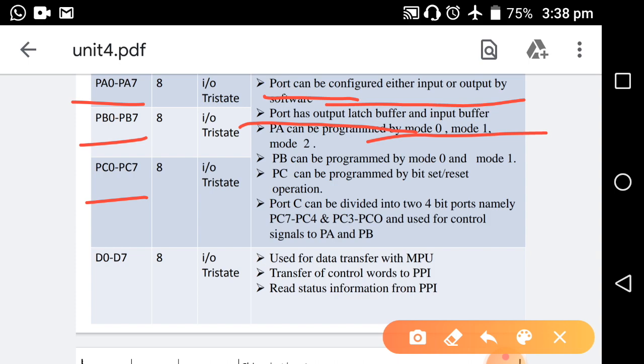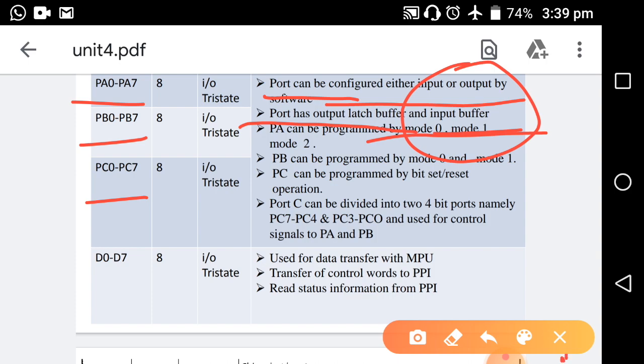If the microprocessor sends the data to the output device, then the data should be latched for a while, till the output device is ready to read the data. And the speed of the microprocessor is very high, so there is no need to latch if an input device sends the data to the microprocessor, because the microprocessor is always available to receive the data. So we use only the input buffer in the 8255 IC.